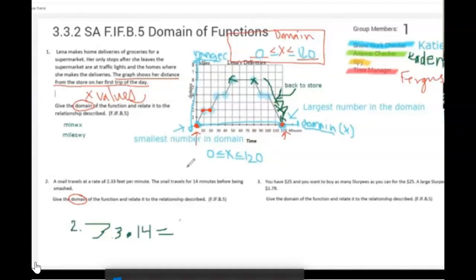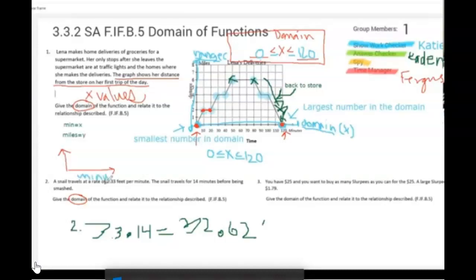So, okay, refresh your memory. Maybe look at the problem up above. Is our domain our X values or our Y values? X. Okay. So if we were going to draw a picture of our snail, if we were going to make a graph, what's on our X values for our graph? Feet.